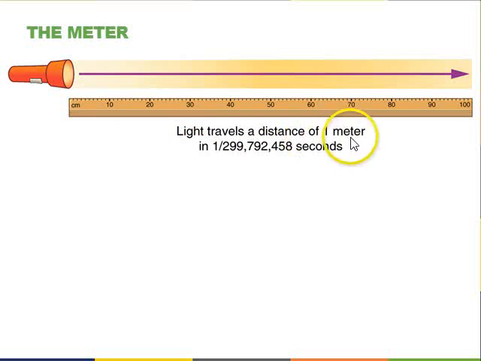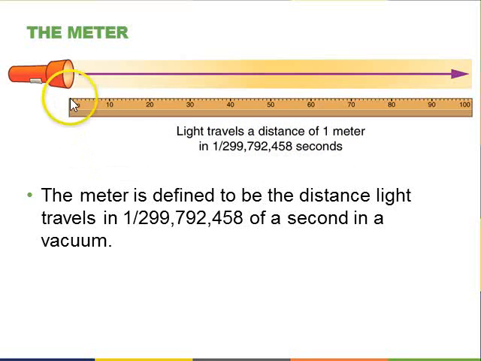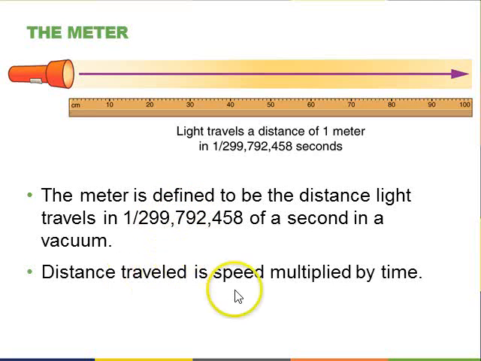Light travels a distance of 1 meter in this many seconds, so it's some fraction of a second. So the meter is actually determined as distance equals speed multiplied by time. Once we've defined the second and we know the speed of light in a vacuum, we can figure out what a meter is.